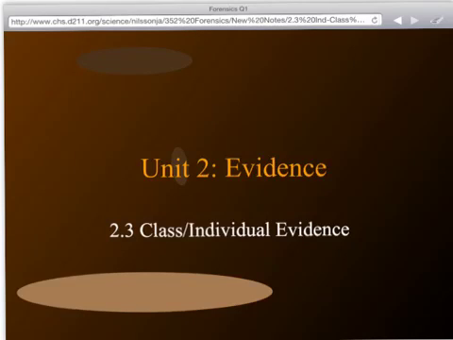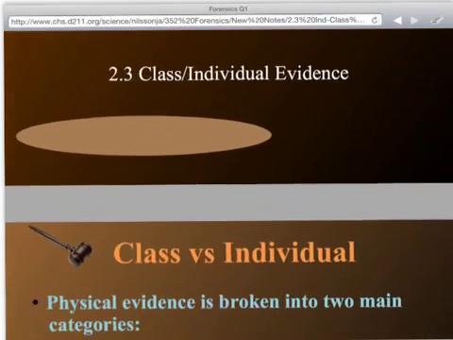All right, so today we are looking at class versus individual evidence. So we've been talking about direct evidence, physical evidence, and how that is broken up into different categories. Now, there are two main categories it's going to fall into. Let's say you find a piece of evidence, be that a bullet casing, a piece of fabric, a fingerprint. That piece of evidence is going to be one of two types. It's either going to be class evidence or it's going to be individual evidence.